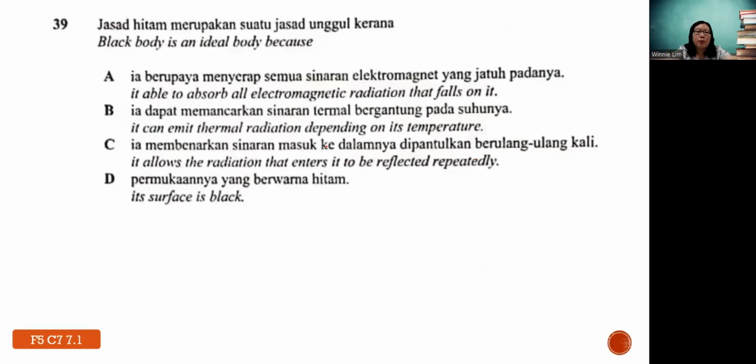Okay, 39. What is a black body? A black body is an ideal body because it is able to absorb all electromagnetic radiation that falls on it. Yes, it can emit thermal radiation depending on its temperature. Not so accurate. C is allow the radiation to enter and be reflected repeatedly. This is the idea of total internal reflection, so not really correct. D is the face is black. No. Not necessary. They just have the name black body, but it doesn't mean the object is black in color. It can be a bright color as well. Yeah. So the answer is A lah.